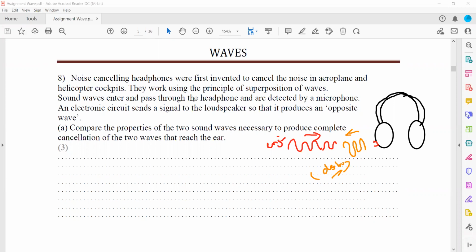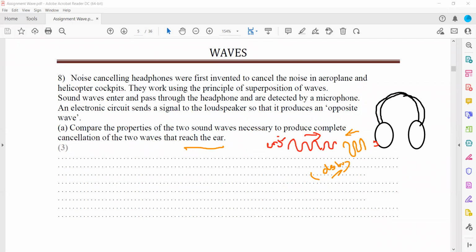A sound wave passes through the headphone and is detected by the microphone, and electronic circuits send out a signal to the loudspeaker so that it produces an opposite wave. Compare the properties of the two sound waves necessary to produce a complete cancellation of the two waves that reach the ear. So how do these noise cancellation headphones work, or how do they completely cancel out the effect of each other?